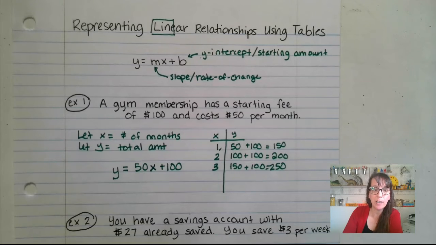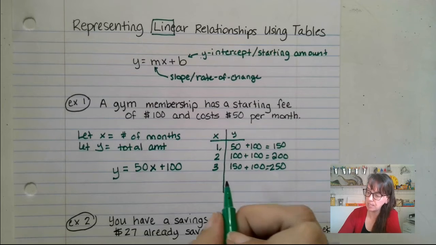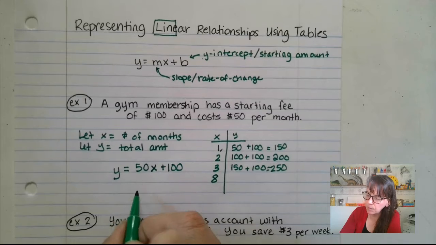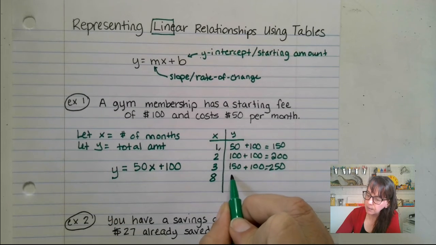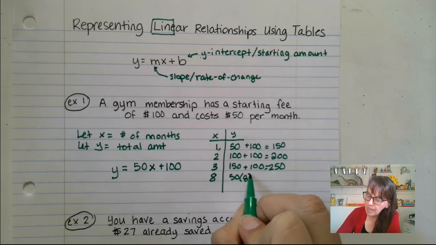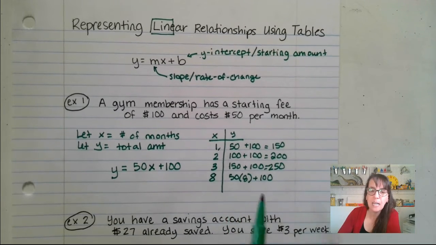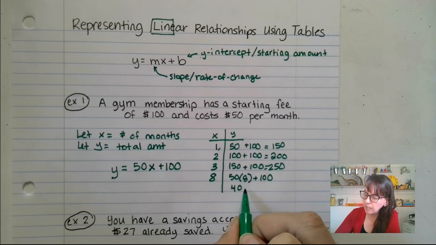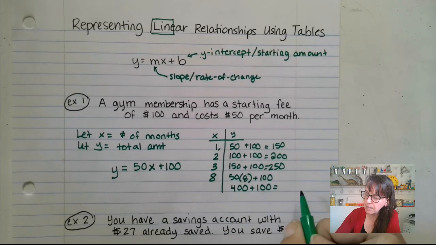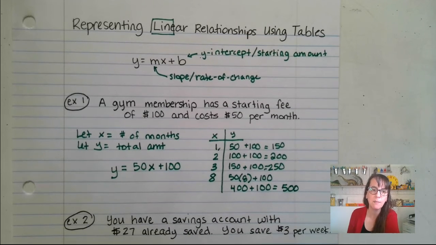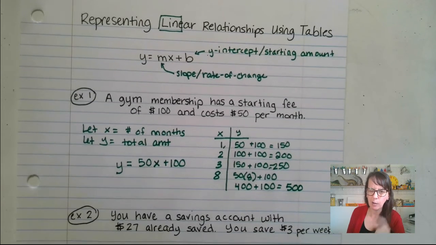And now that I've written out this equation, what I can do is use that equation to solve this. So for example, let's say we have 8 months. Well, we can come over here for our x and we plug that in. We're going to take 50, multiply it by 8 because that's the number of months, and then add 100 to it. 50 times 8 is going to give me 400 plus 100. That's going to give me a total of $500. So for 8 months, we have $500. So this is how you can use both an equation and a table to see this linear form. We'll talk about graphing these at the end.